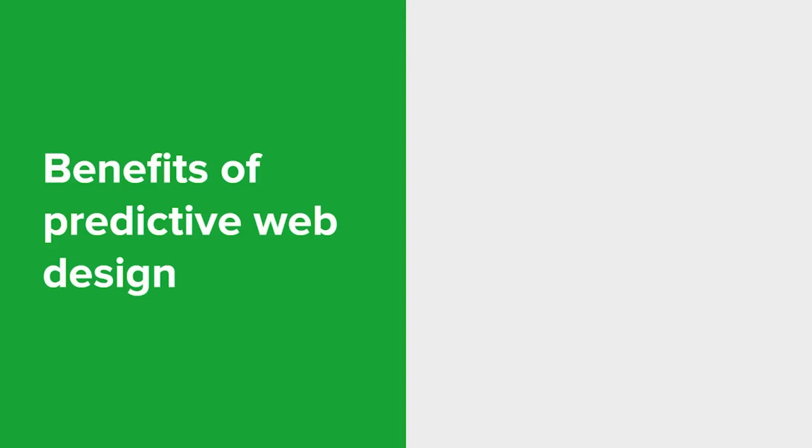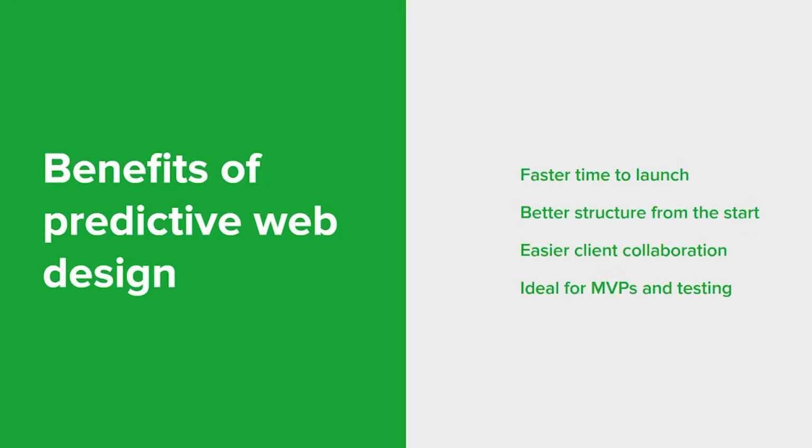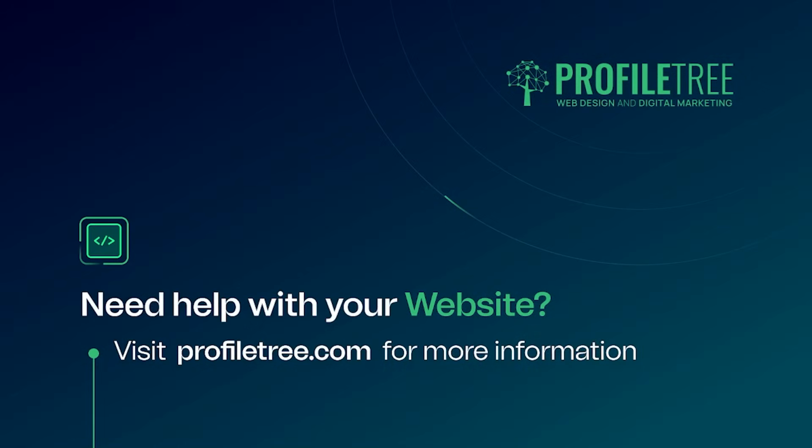AI doesn't replace strategy, it accelerates it. You spend less time building and more time refining, testing, and improving, especially for small businesses, and that means launching sooner and learning a lot faster. So the key benefits of predictive web design include faster time to launch, better structure from the start, easier client collaboration, and ideal for MVPs and testing as well. AI tools like Lovable are changing how we build landing pages. The real win isn't speed, it's clarity. When you guide AI properly, you get pages that are structured, focused, and ready to convert.